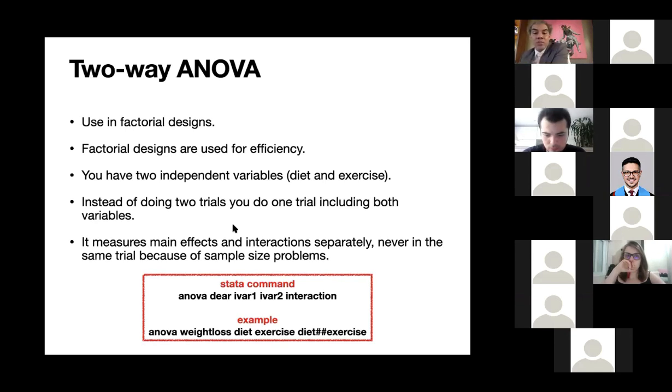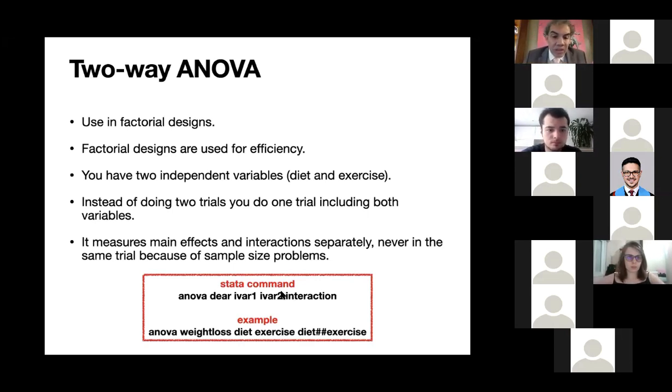But what is the problem of having a bigger sample size? If you have a much bigger sample size than what you need for main effects, then your main effects will always be statistically significant, even though maybe they are not clinically significant. So you should never test for main effects and interactions at the same time with the same sample size. That's one important point to put in factorial designs.